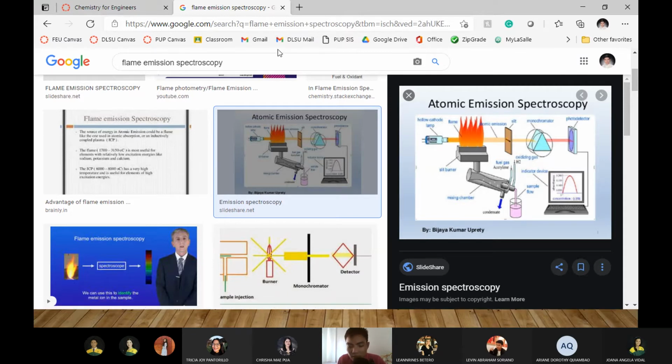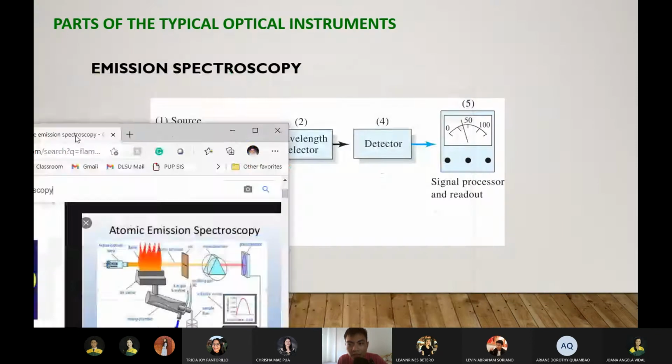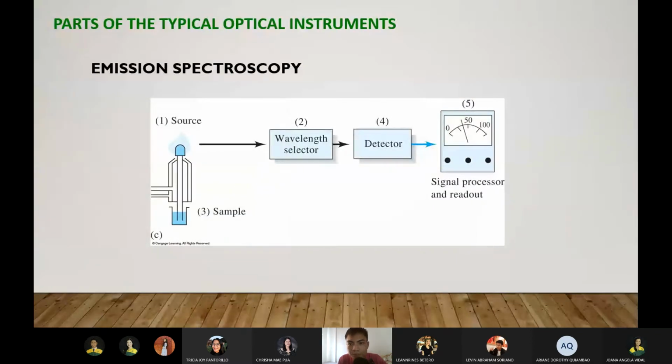For metals, there is a corresponding wavelength for each metal. That can be given by the spectra of Niels Bohr. That is also what we still use until now.